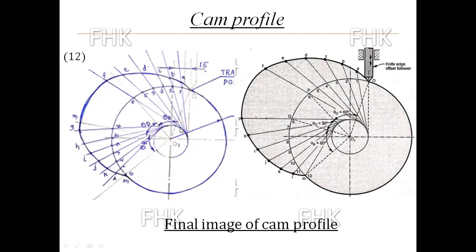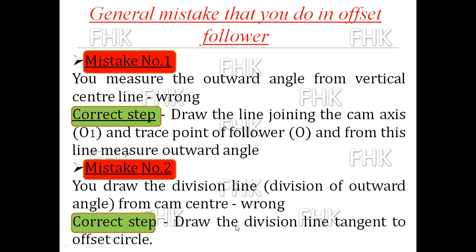You have to divide that angle and just mark the division points on the base circle, but you are not drawing the division line from the cam center. You have to draw the division line from point 1 such that it is tangent to the offset circle. Draw the division line tangent to the offset circle. This is the correct procedure of drawing.